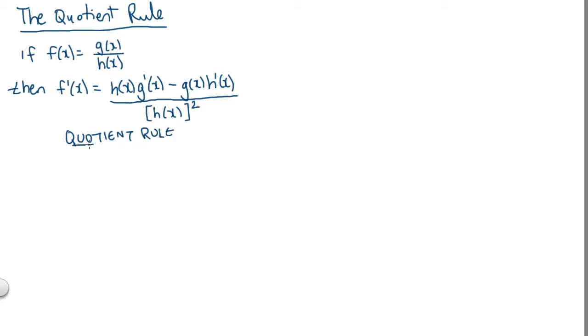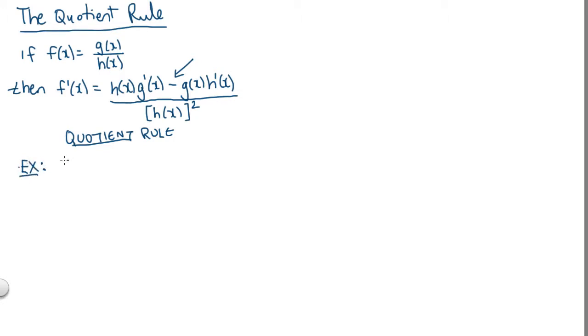The word quotient here just comes from the fact that f of x was a quotient, or one function divided by another. Now, because of the negative sign that we see in the formula here, the order of the terms in the numerator matters. So what I think about is just starting the formula with the denominator. If you remember to start with h of x, then you'll get your terms in the correct order.